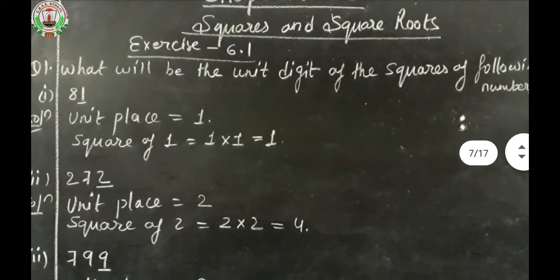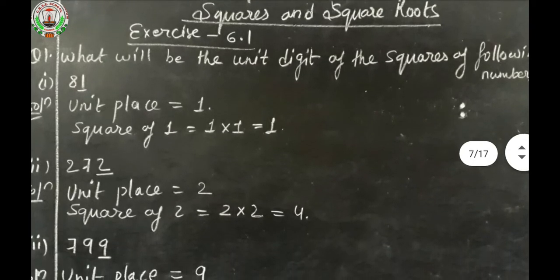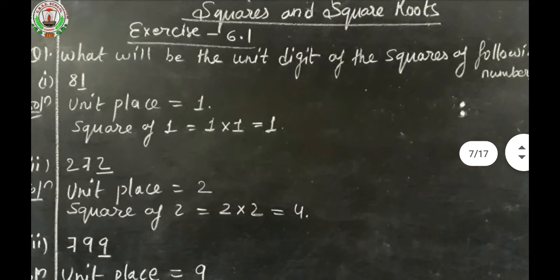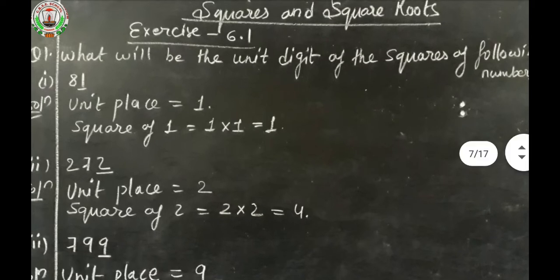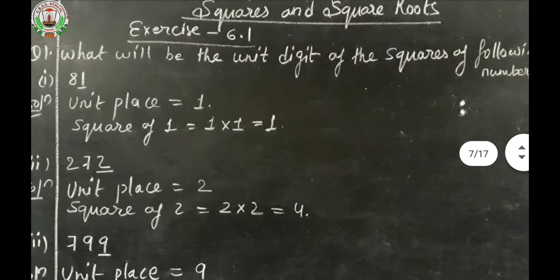So second part, 272. In number 272, what is the units place? Units place means ones place. So ones place is 2 and the square of 2 will be 2 into 2, 4, isn't it? So 4 is the units digit of the square.